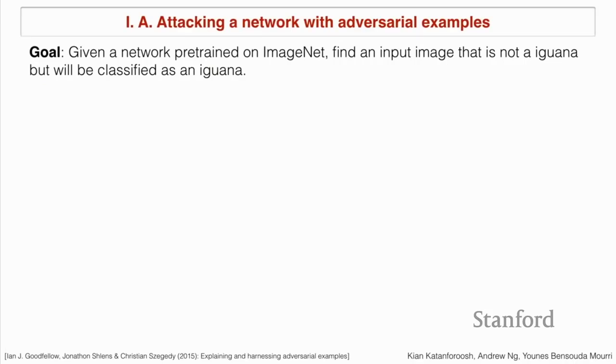Okay, so let's set up the goal. Given a pre-trained network, a network trained on ImageNet on 1,000 classes and millions of images, find an input image that is not an iguana, so doesn't look like the animal iguana, but will be classified by the network as an iguana. We will call this an adversarial example if we manage to find it.